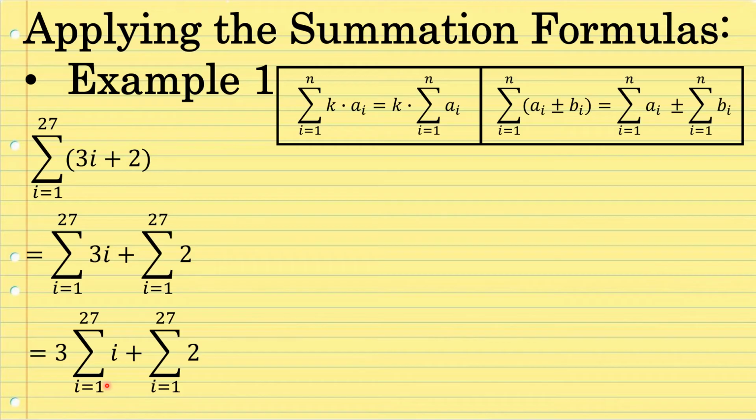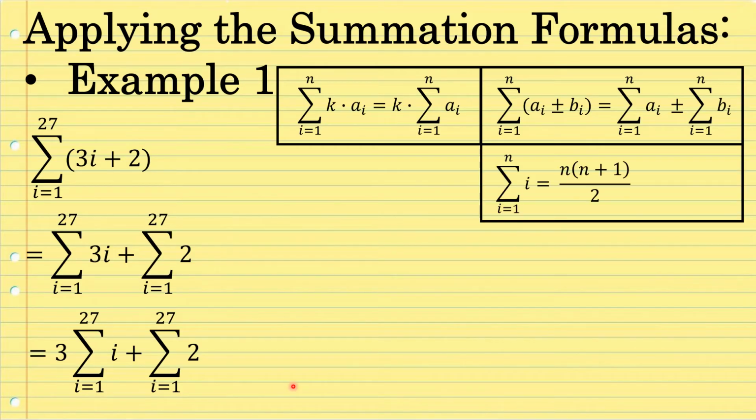To evaluate the sum as I goes from 1 to 27, we'll use the second of the formulas we discussed. The sum as I goes from 1 to n of any I is n times n plus 1, based on the value of n, all over 2. So here we have a value of n of 27. The 3 in the front will stay multiplied in the front because n is 27. The sum as I goes from 1 to 27 of I is 27 times 27 plus 1 over 2.